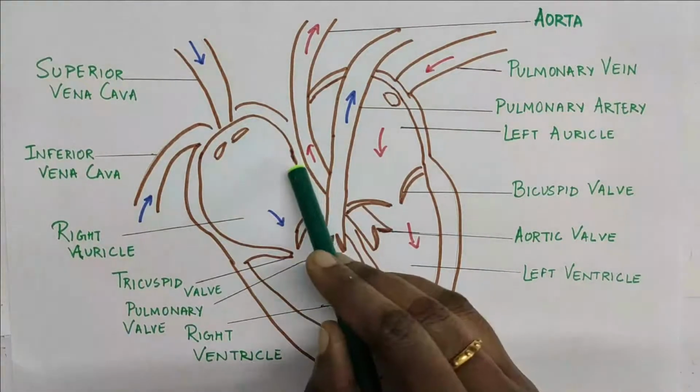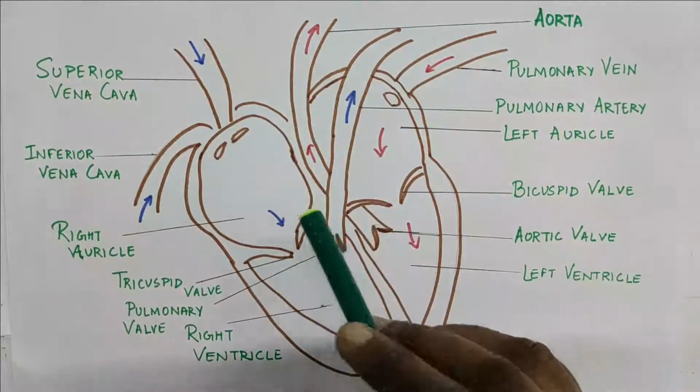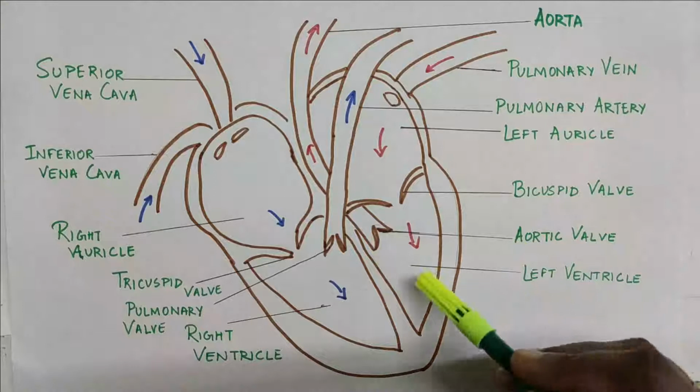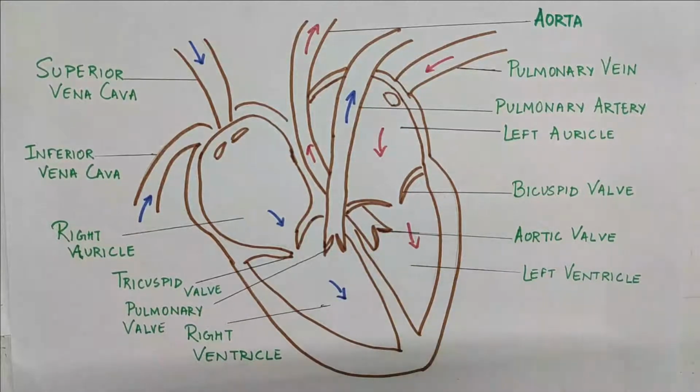Now in the auricles, the septum is called the interauricular septum, which I have not shown in the diagram, and the ventricles are separated by the interventricular septum. The septum is preventing the mixing of blood between the auricles and between the ventricles. So this is what the internal structure of the heart looks like.